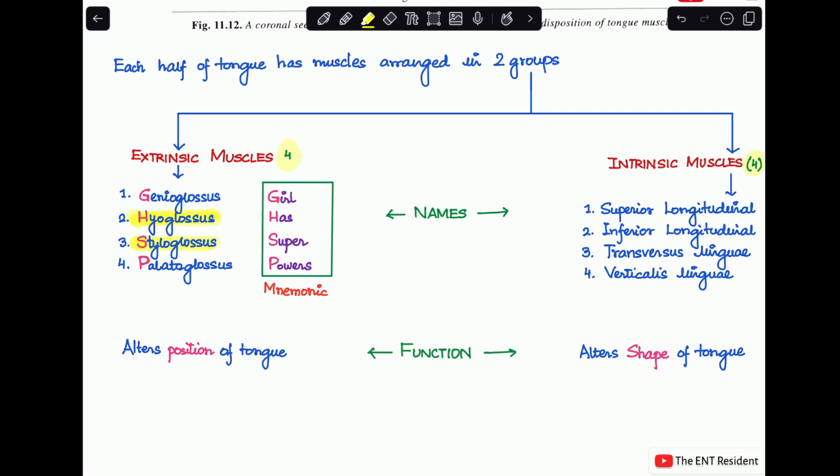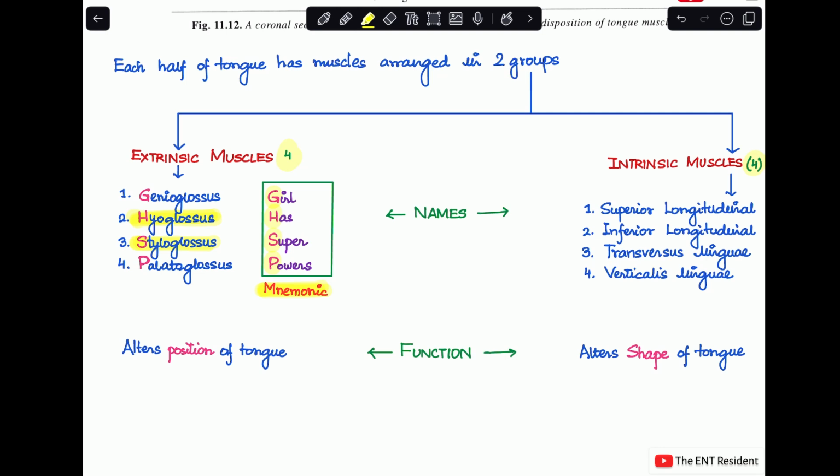Now, what is an easy way to remember the names? I have a mnemonic for you. The mnemonic says: girl has superpowers. So, G for Genioglossus, H for Hyoglossus, S for Styloglossus, and P for Palatoglossus. This is a mnemonic to remember the names of the extrinsic muscles of the tongue.